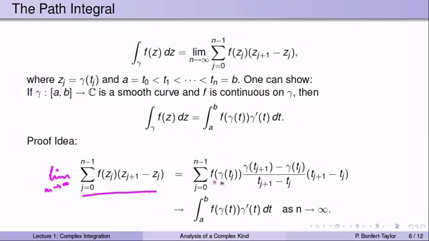But let's look at the sum by itself. zj is simply gamma of tj. zj plus 1 is gamma of tj plus 1. That makes up this sum. But now we just divide by tj plus 1 minus tj and then simply multiply by tj plus 1 minus tj. So this won't affect the sum at all because we multiply and divide by the same number.